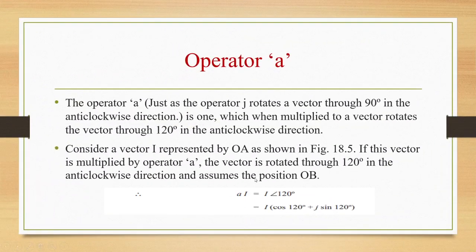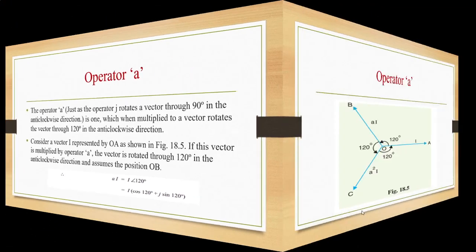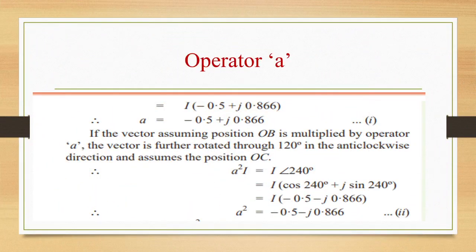So A I is equal to I angle 120 degrees, or it is equal to I into cos 120 plus j sin 120. That will be equal to I into minus 0.5 plus j 0.866. Therefore, A equals minus 0.5 plus j 0.866.